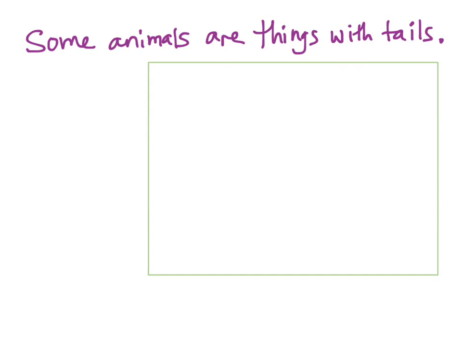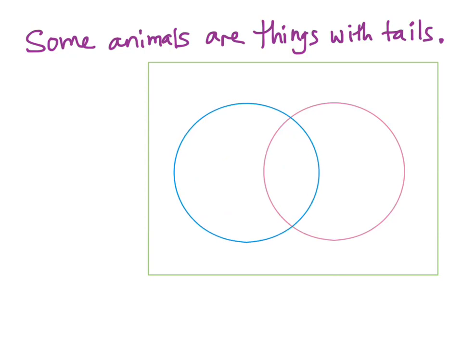What about the statement, "some animals are things with tails?" Well, this statement starts with "some," so we know that we're going to have two circles that overlap, so I can draw those. And then let's label these. So one of these was animals, and one was things with tails.